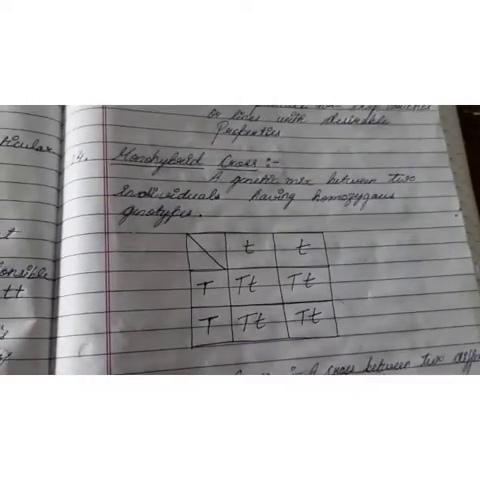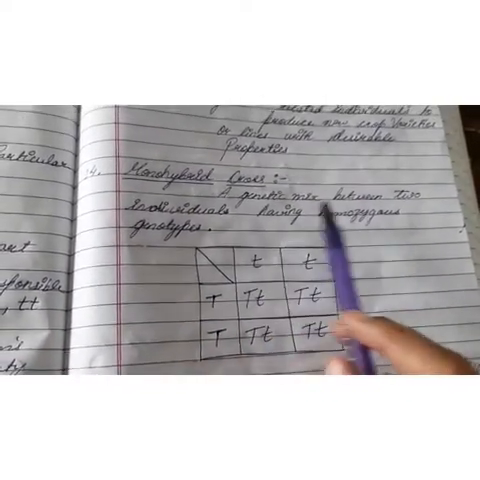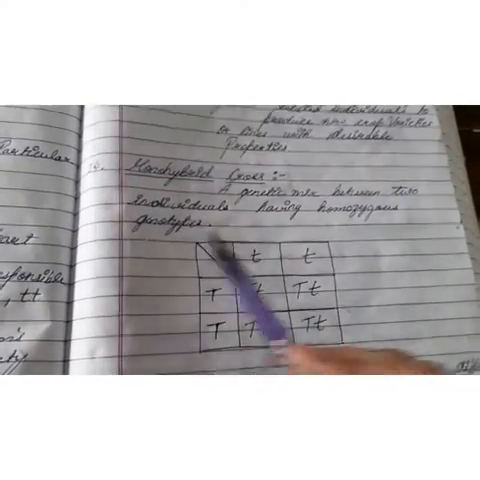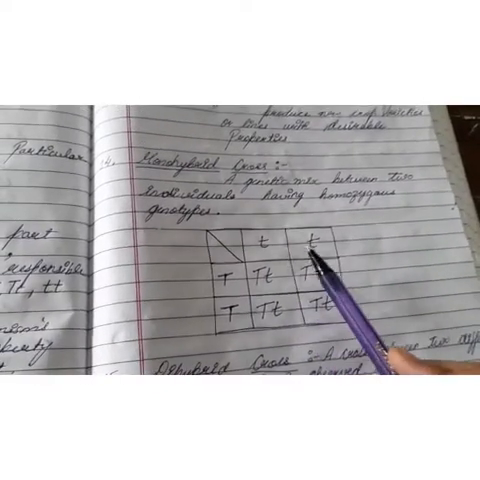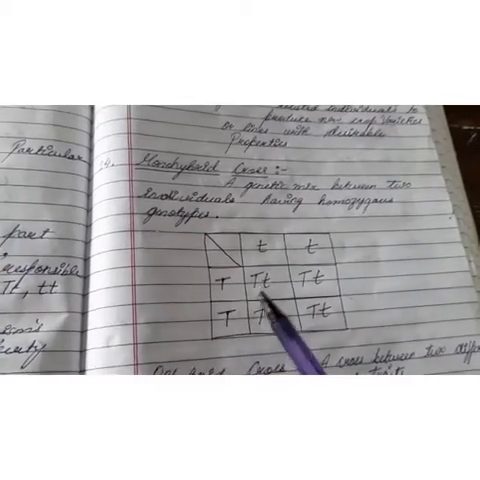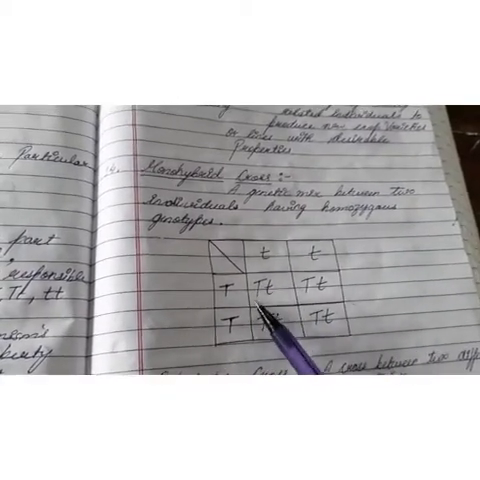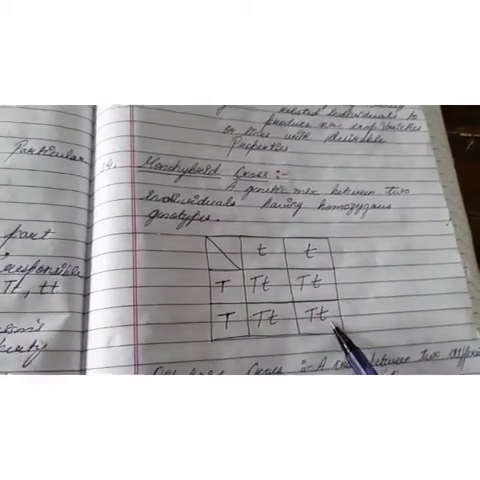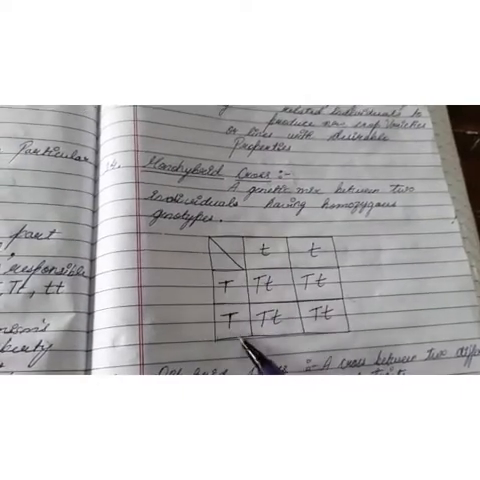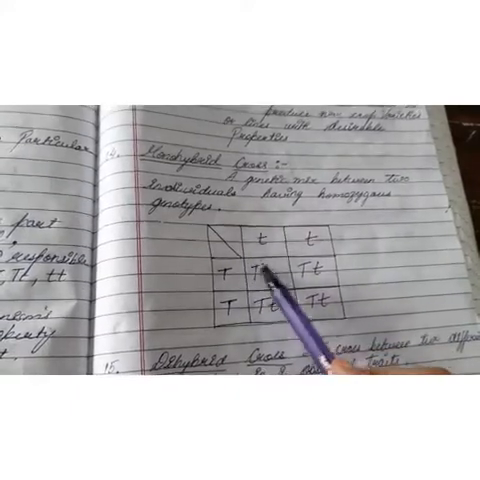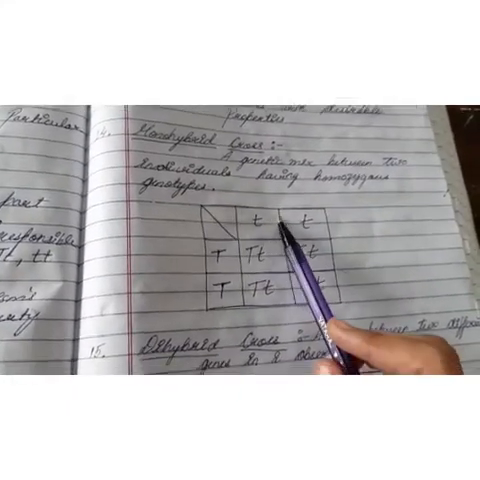Next is monohybrid cross. Monohybrid cross is a genetic mix between two individuals having homozygous genotype. We'll see here that capital T is tallness and small t is recessive. So the gametes that will be formed will be capital T, small t, capital T, small t, capital T, small t, capital T, small t. Monohybrid means there is only involvement of a single trait. Here plant height is the trait which is taken into consideration.